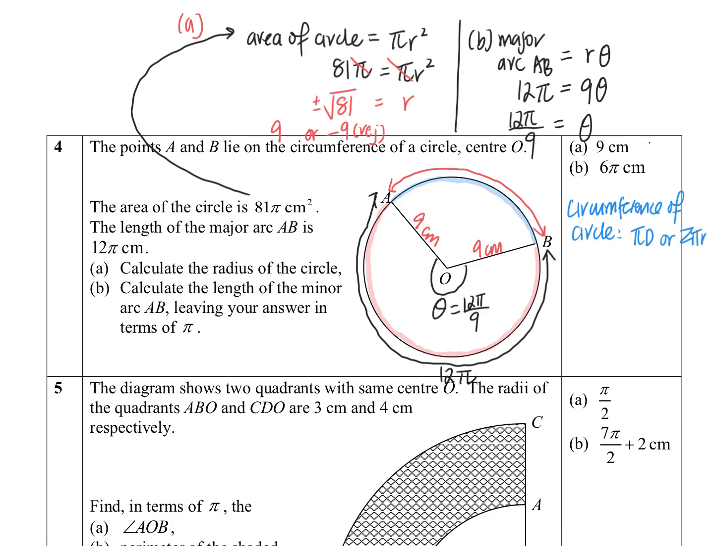So if I know the length of the full circle, I just have to take away my major arc, then I can get my minor arc. So this is also one way. 2 pi r, take away the answer they gave. The major arc is this one, take away 12 pi. So 18 pi take away 12 pi, you get 6 pi.